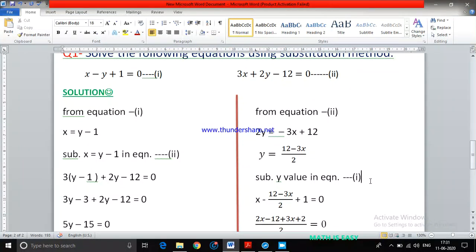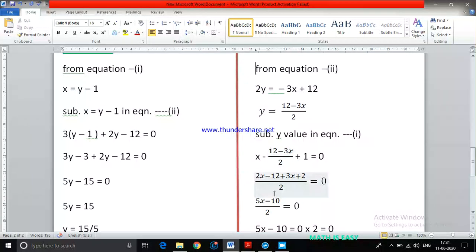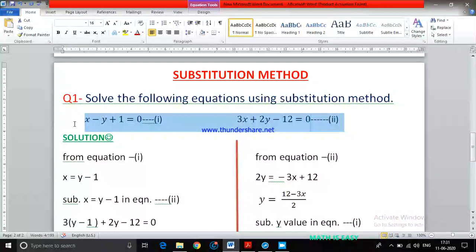But is solving with this method easy, or is solving with that method easy? By solving with the second method, I am getting some fractions, then I have to go for LCM. It is up to you. After being given the equations, I have to decide which equation is easier to solve.